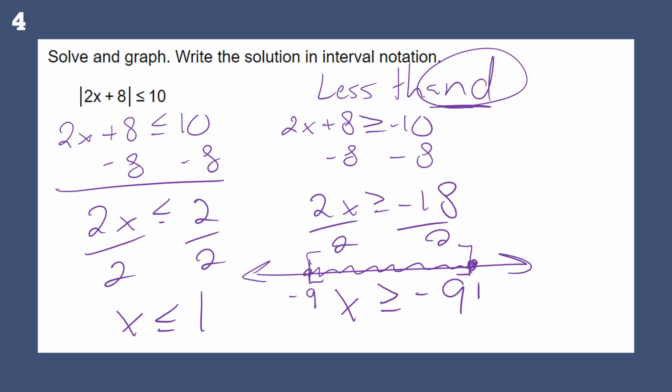Last thing we have to do is write it in interval notation, and that's not too bad because we're going to use square bracket, negative 9, comma, 1 square bracket.